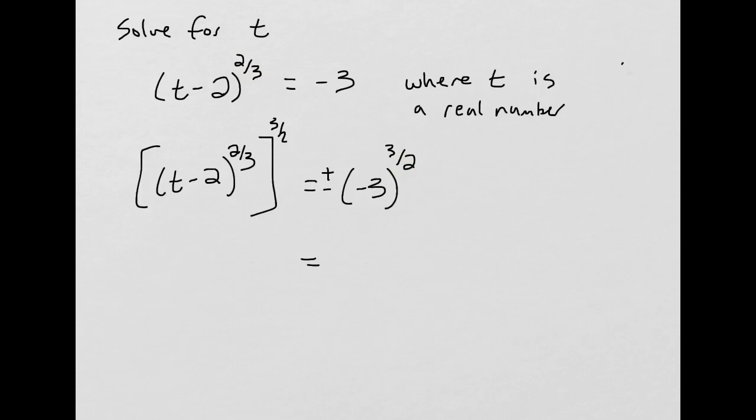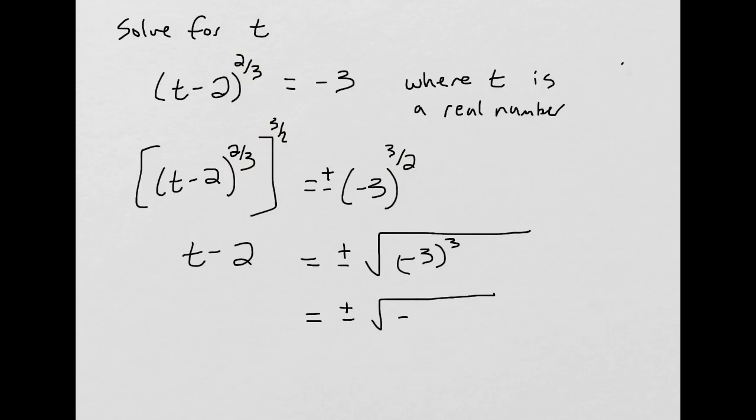Okay, on the left-hand side, if I look at how this is going to simplify, well, 2 over 3 times 3 over 2, again, those are reciprocals, so I just get t minus 2 to the power of 1. On the right-hand side, I get plus or minus, and now I want to write what I have in radical form. So I get plus or minus the square root of, and then underneath the radical, I'll just have what's left. So it's going to be the square root of negative 3 to the third. If I multiply that out, negative 3 to the third is negative 27.